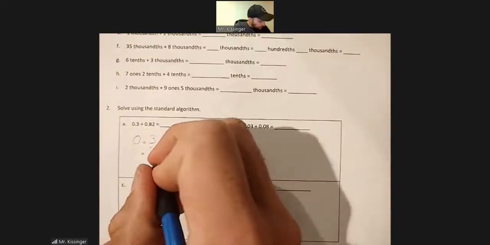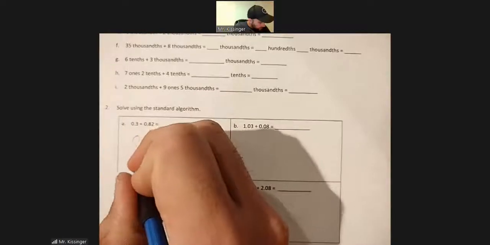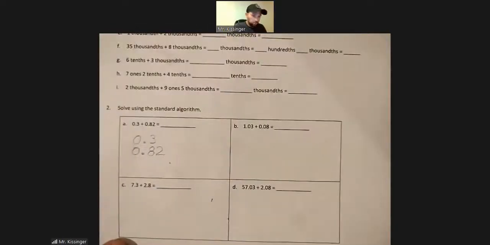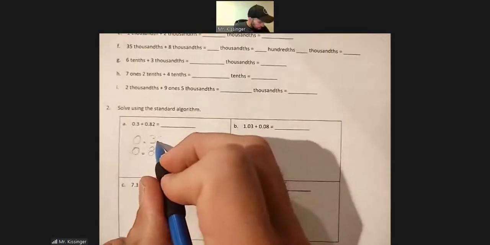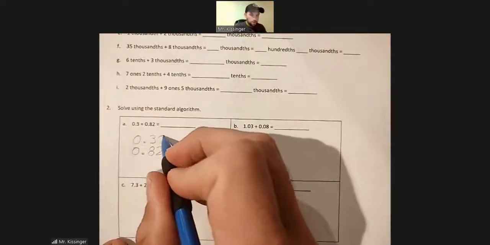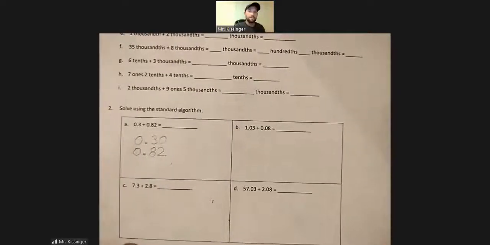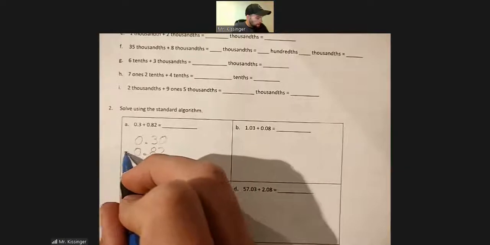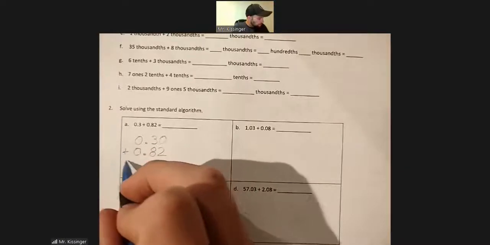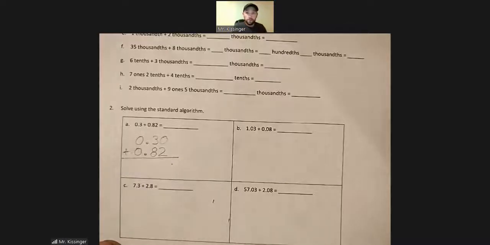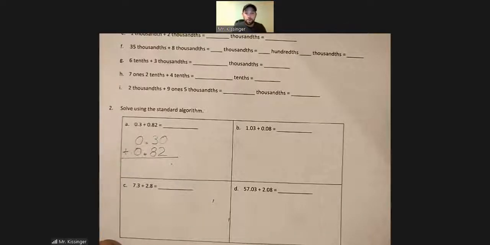And we have 0.82. And if it helps us, we can add in our hundredths place up here, and let's put in a 0. We always add those zeros onto the end of our decimal, and it's not going to affect our math on that. And we'll add those together. And now we're just using our standard algorithm we should all be pretty familiar with.